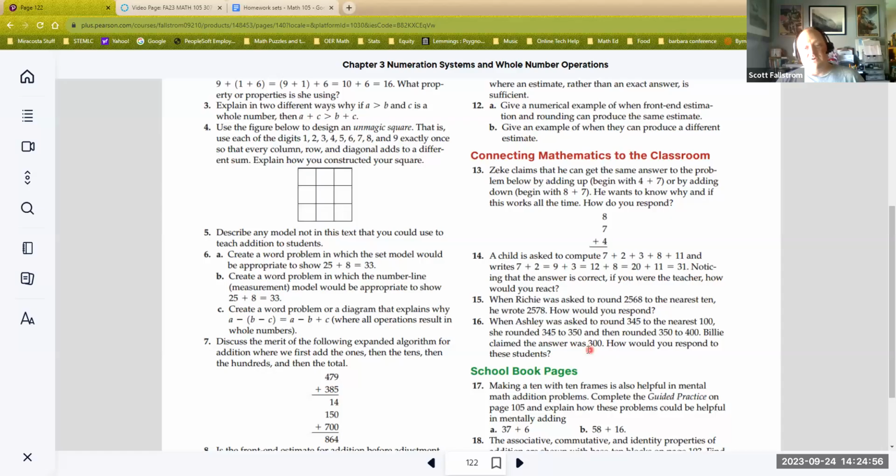Billy claimed the answer was 300. So how do you respond? Is one of them correct? Are they both incorrect? What is the idea of rounding? So again, you're going to be covering the concept, because we're making a connection between the idea and what the student is actually saying. And then I think I had one more on this one.